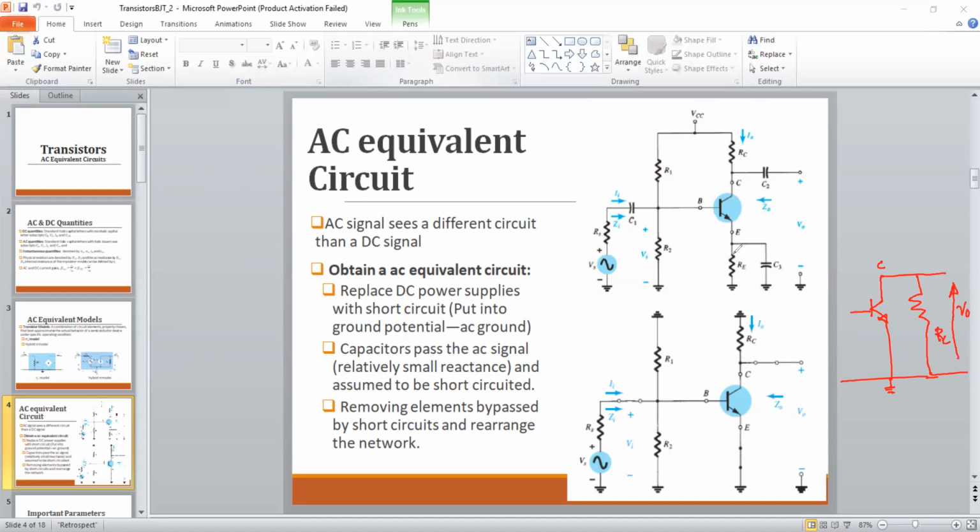Okay, so from the base side, once you come into this node, we have R2 simply grounded, base R2 ground. What about this R1? Again base R1 ground.